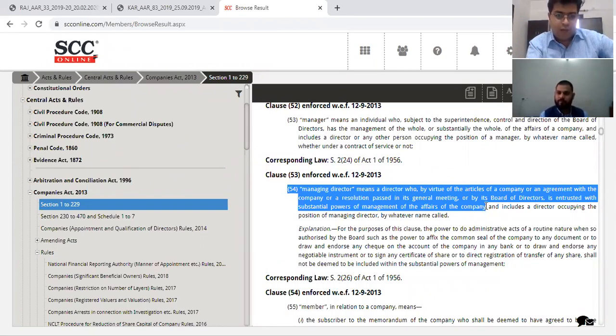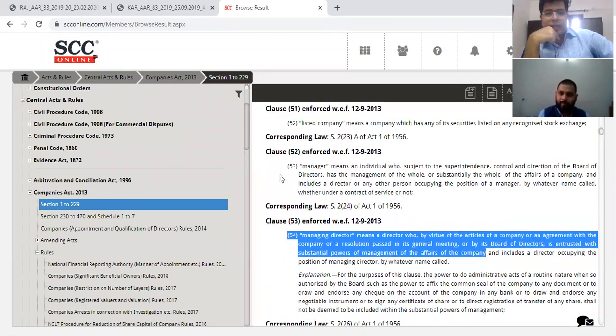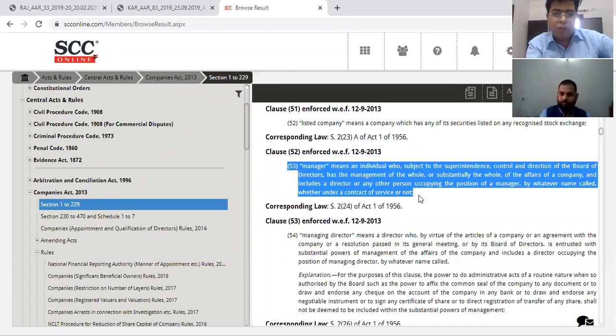For reference purposes, we are referring to this. Section 2 clause 53 means an individual who, subject to the superintendence and control of directions of the board of directors, has management of the whole or substantially the whole of the affairs of the company, and includes a director or any other person occupying the position of a manager by whatever name called, whether under a contract of service or not. Now, this is very important: contract of service.